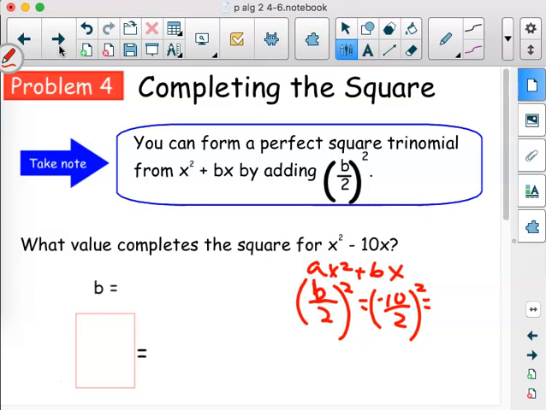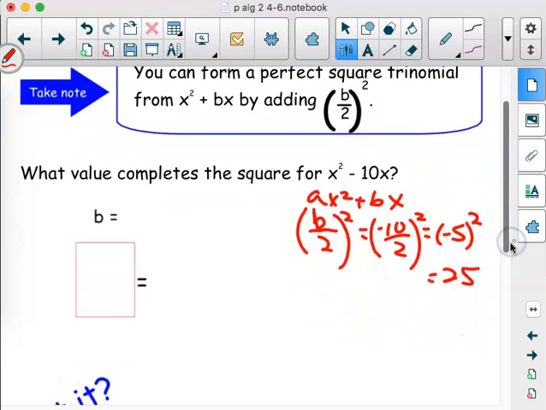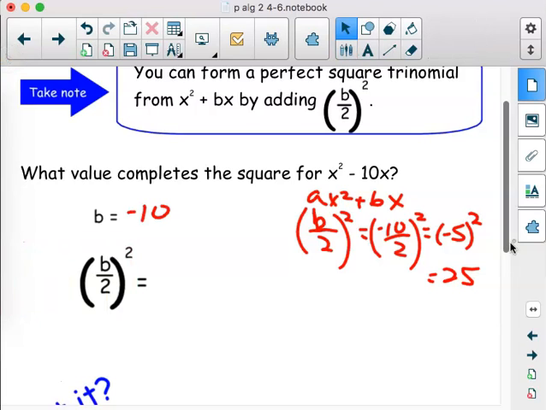So we follow the order of operations and we do what's in the parentheses first. Negative 10 divided by 2 is negative 5. And then we square it. And it's negative 5 times negative 5, which is positive 25. Now, if you're going to use your calculator for these, make sure you use parentheses whenever you do that squared piece. So these are little prompts here to help us with this. We know that b is negative 10. We know we have to find b over 2 and square it.